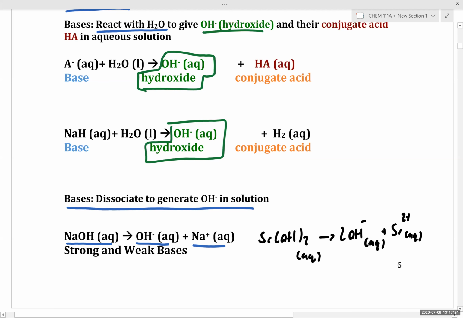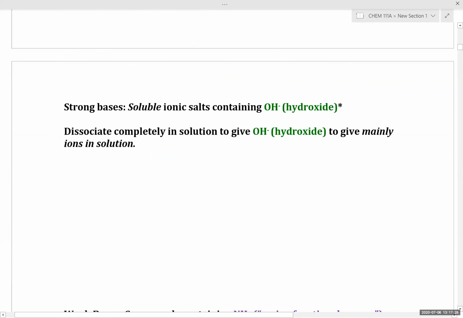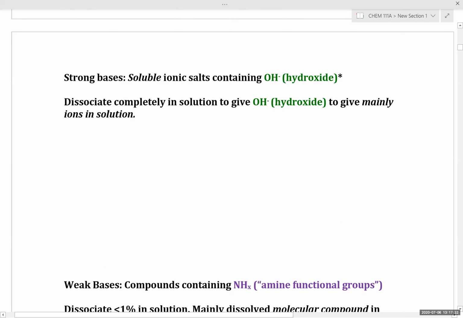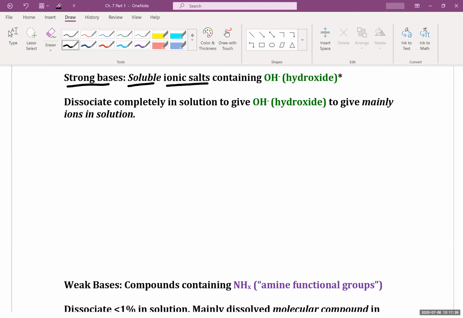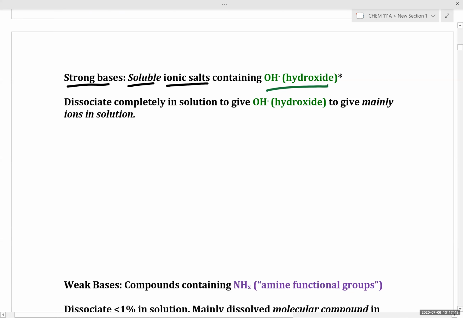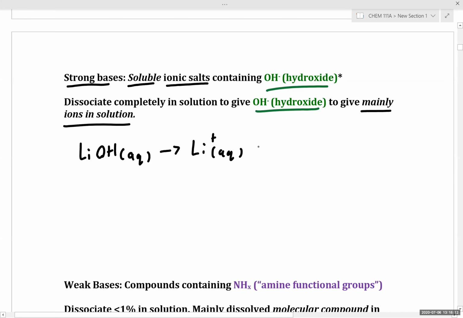Okay. So now let's talk a little bit about what makes a base strong or weak. Strong bases are soluble ionic salts containing hydroxide, so you're going to need to recall your solubility rules. Strong bases will dissociate completely in solution to give hydroxide. The main thing I want you to remember is that there are mainly ions in solution. One example of a soluble hydroxide salt would be lithium hydroxide, which breaks down almost entirely to give lithium plus and OH minus, aqueous.